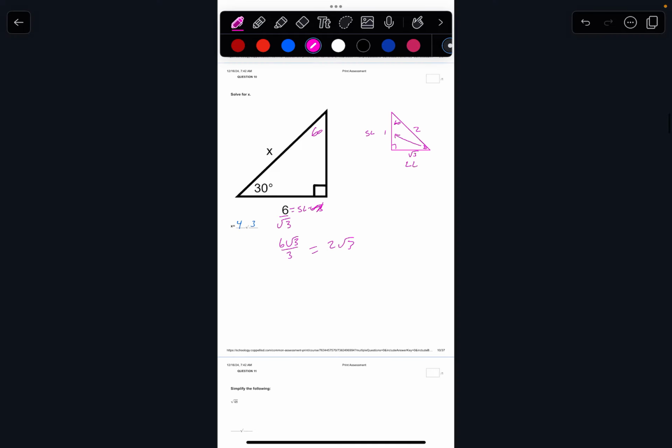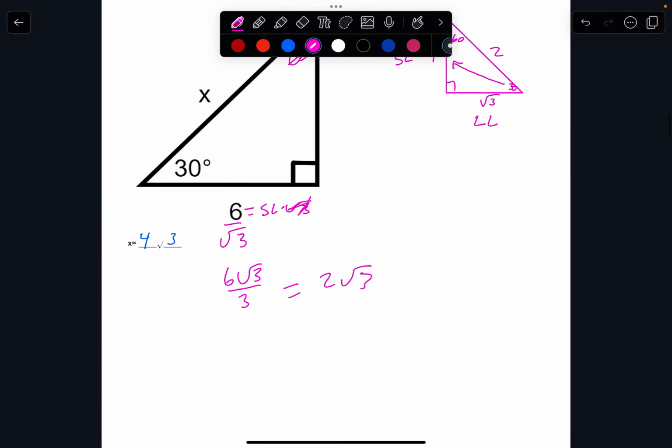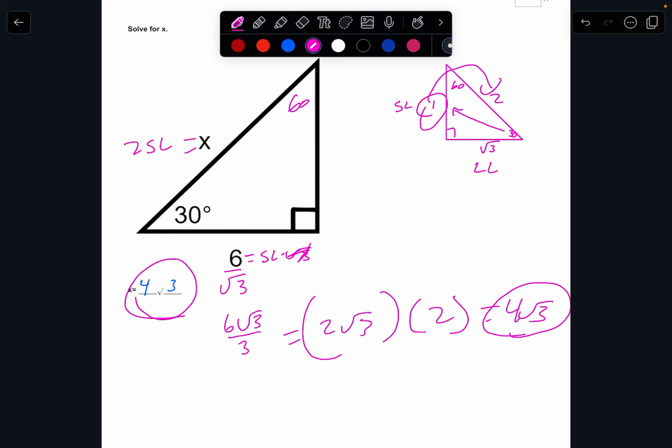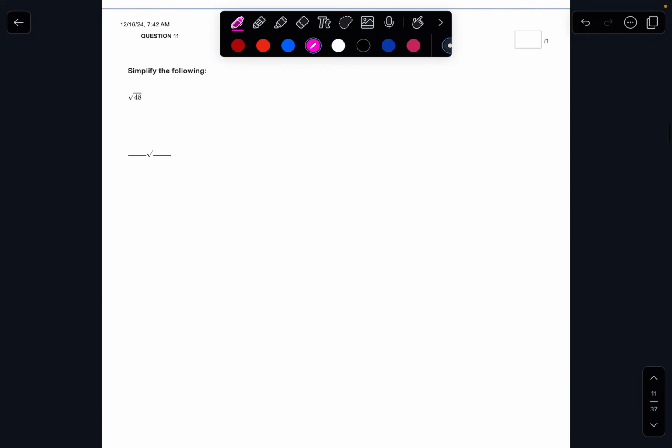Oh, x is the hypotenuse. Okay. So we're not actually looking for the short leg, but all roads go through the short leg. Once you have the short leg, the hypotenuse equals 2 times the short leg. So 2 times this number, so times 2 would get you 4 root 3 at the end of the day. Yes. 2 times the short leg to get the hypotenuse.